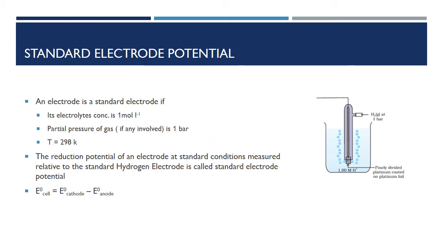An electrode is a standard electrode if its electrolyte concentration is 1 mole per liter, the partial pressure of any gas is 1 bar, and the temperature is 298 Kelvin. The reduction potential of an electrode at standard conditions measured relative to the standard hydrogen electrode is called standard electrode potential. E0 cell is equal to E0 cathode minus E0 anode.